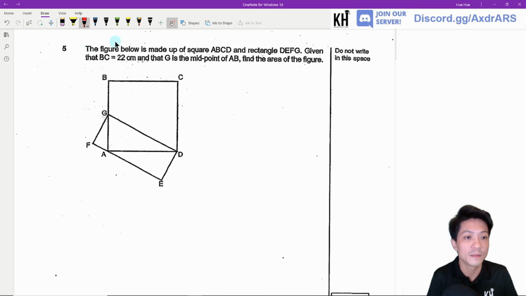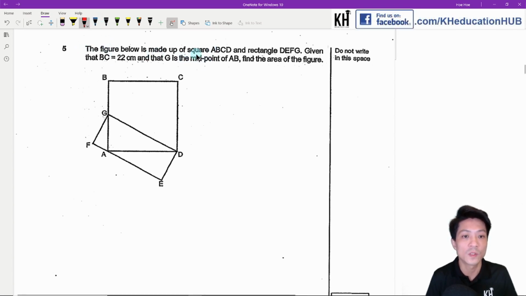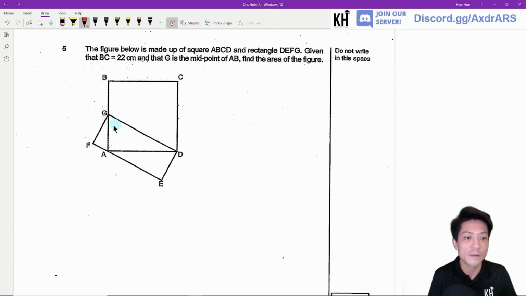Okay, question 5. The figure below is made out of square ABCD and rectangle DEFG, so DEFG is here. Given that BC is equal to 22 cm, where BC is here, 22 cm, and G is the midpoint of AB. Find the area of the figure.